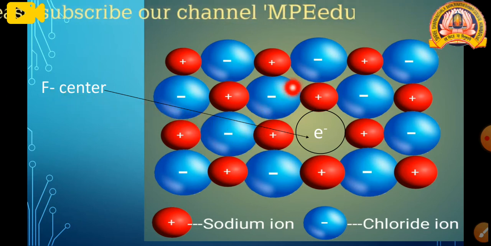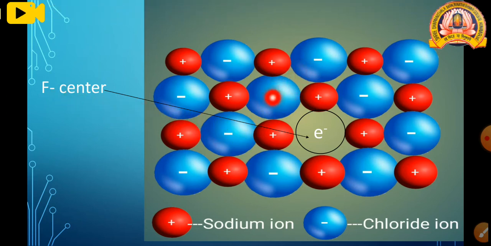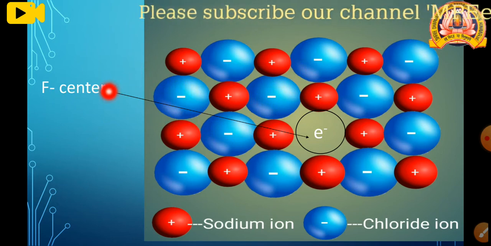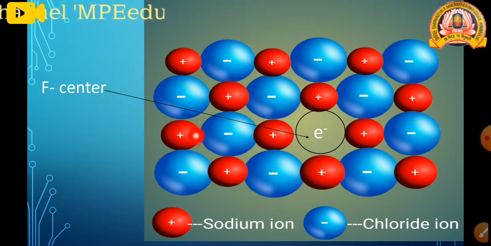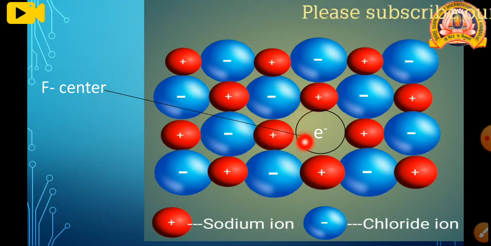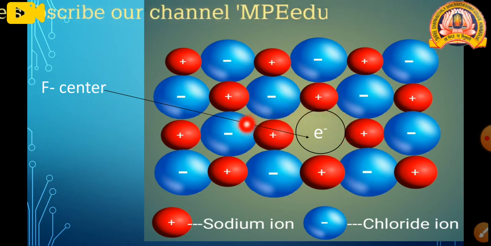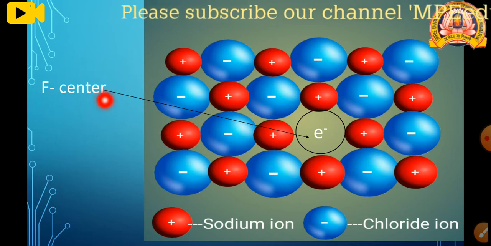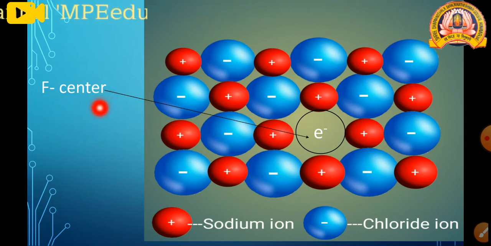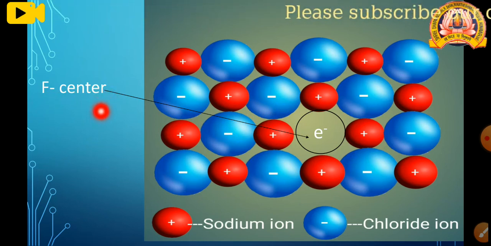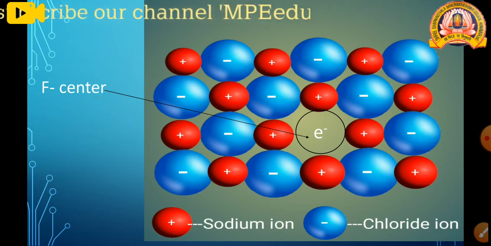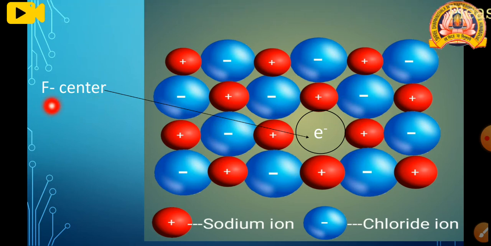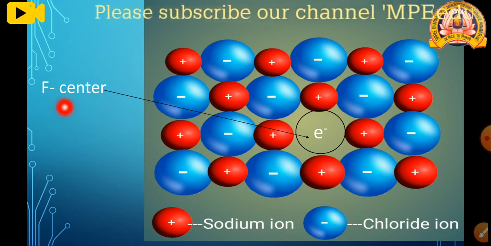For your exam point of view, what is F center? There is a possibility of asking what is F center, how F center is formed, and in which type of defect we observe the F center. Metal excess defect due to anion vacancy. In that case we observe the F center. Clear?